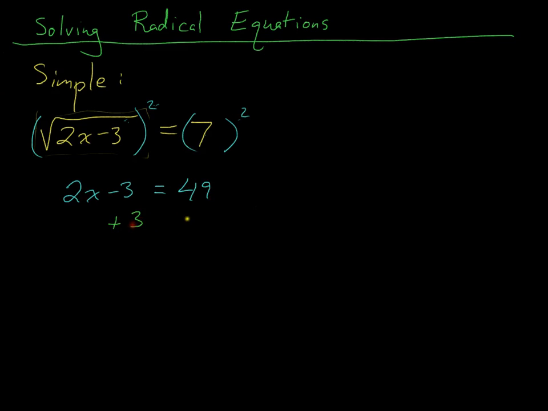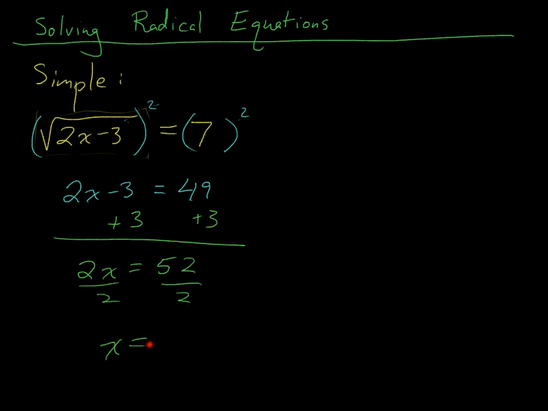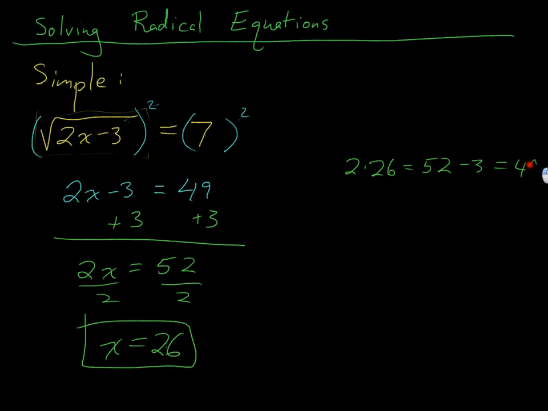First we get the x's by themselves, so 2x is equal to 52. Divided by 2, x equals 26. And then the last step is to plug this in and make sure it works. 2 times 26 is 52, minus 3 is 49. So sure enough, the square root of 49 is equal to 7. So not only did we get 26, when we plugged the 26 back in, it actually worked. So that would be our x.